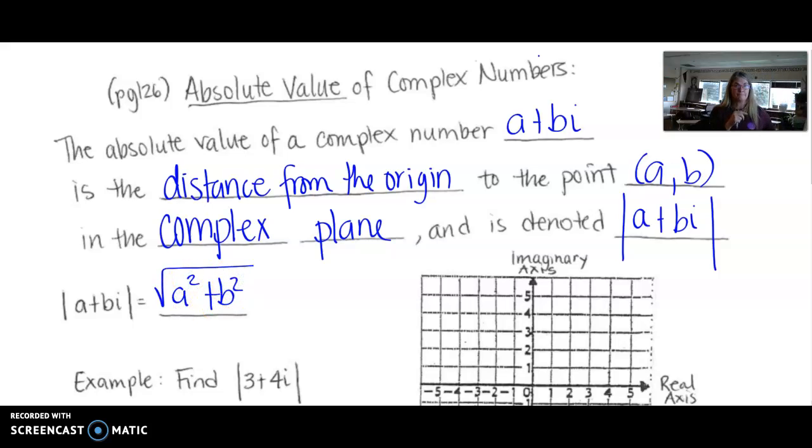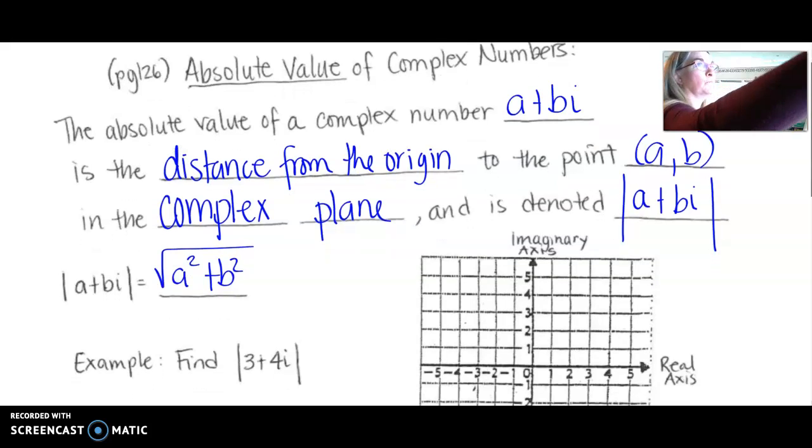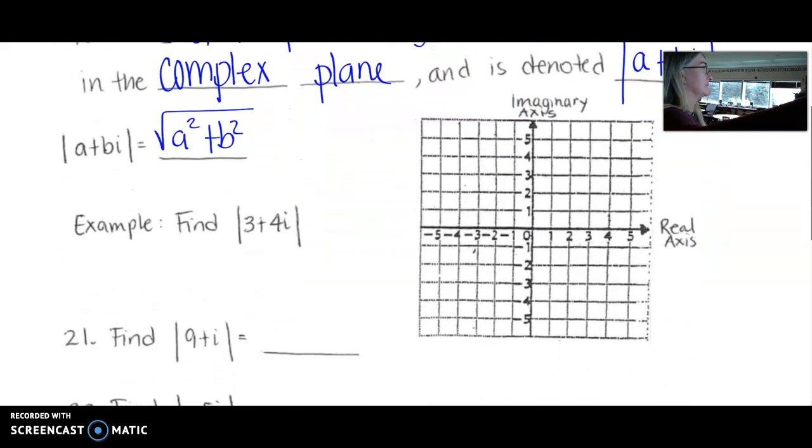So let's look at an example and why it is equal to the square root of a squared plus b squared. So the absolute value of 3 plus 4i, first of all, let's plot 3 plus 4i. So you're going to go 3 units in the real direction and 4 units in the imaginary direction, and there's our point. And so now what we're going to be doing is finding this distance right here.